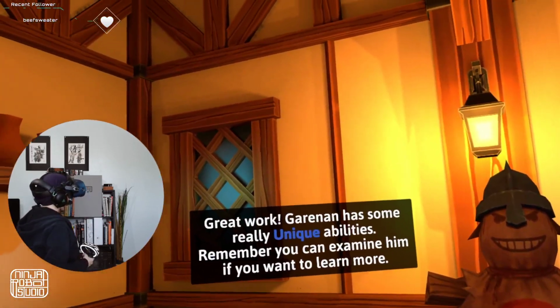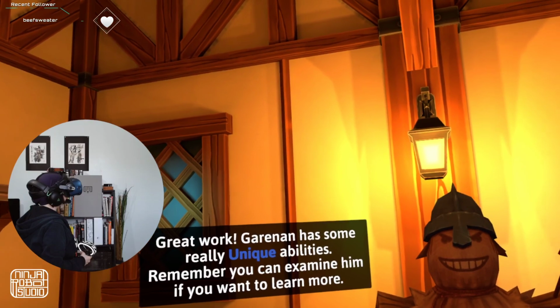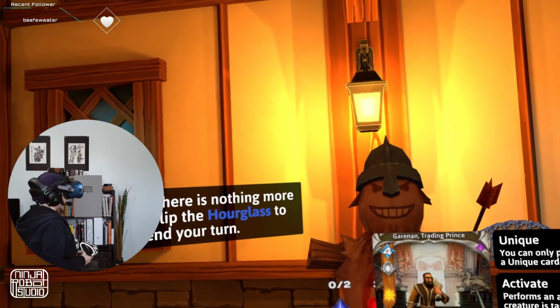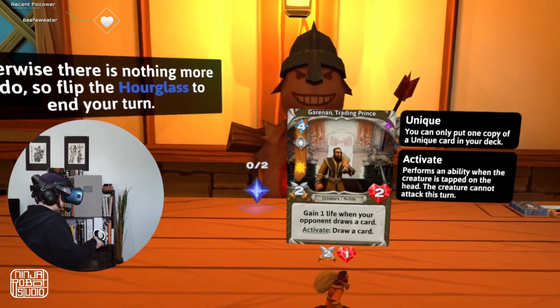Great work! Garanin has some really unique abilities. Remember, you can examine him if you want to learn more. Otherwise, there is nothing more to do, so flip the hourglass to end your turn.